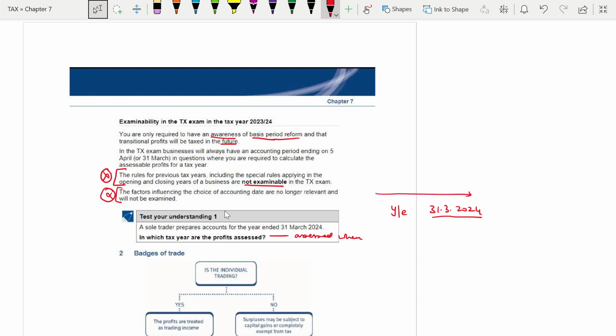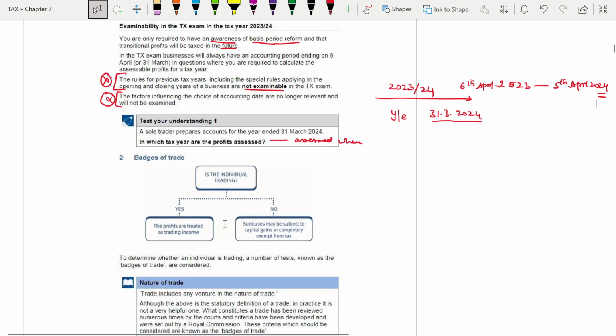This is the profits for 31st March 2023 and 2024. Which year is this for? It is 2023 and 2024, that is, 6th April 2023 to 5th April 2024. Are you clear about this? Yes. 6th April, okay, that's it.